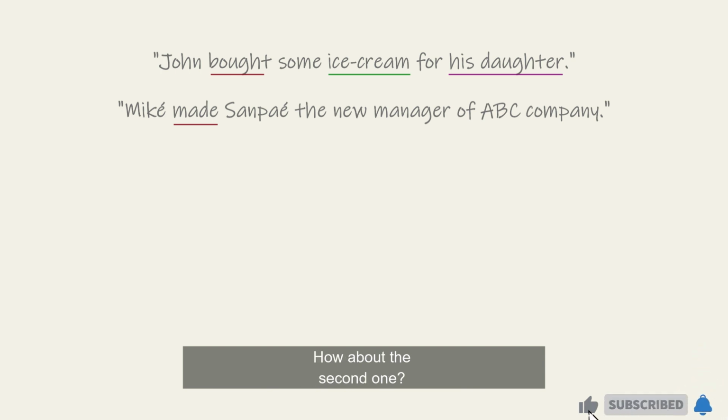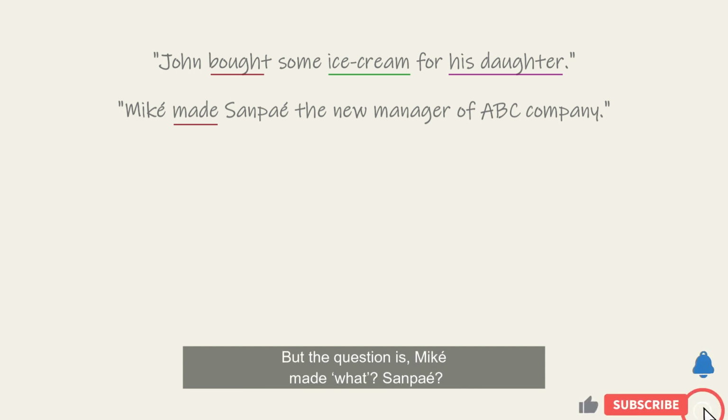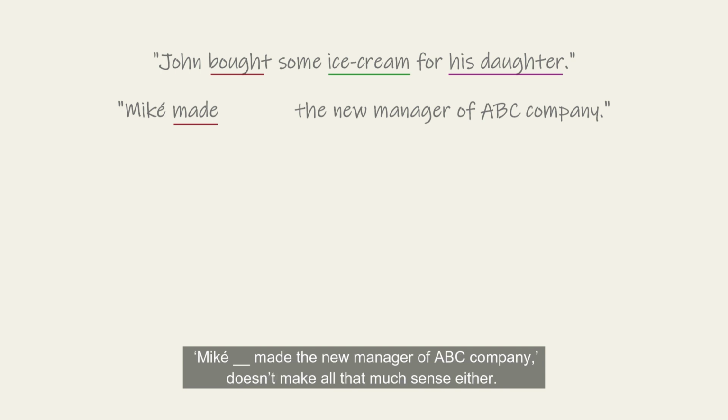How about the second one? Mickey made Sanpei the new manager of ABC Company. Mickey is most definitely the subject. It's the main emphasis here. Mickey made something, right? The verb's definitely a transitive one. But the question is, Mickey made what? Sanpei? Mickey cannot actually make a person. That'd be a bit ridiculous to imagine. But at the same time, Mickey made the new manager of ABC doesn't make all that much sense either.